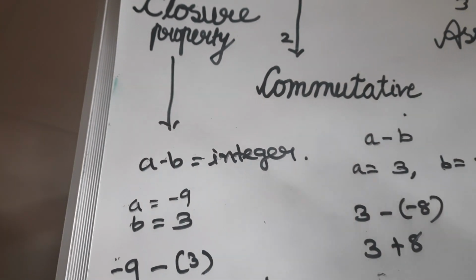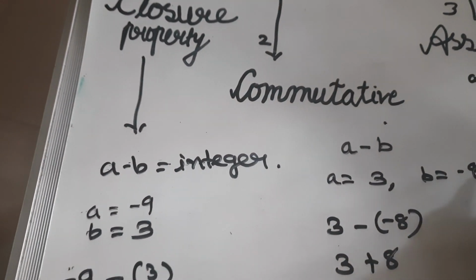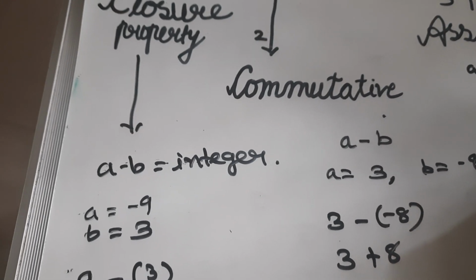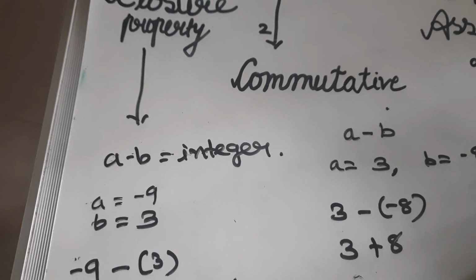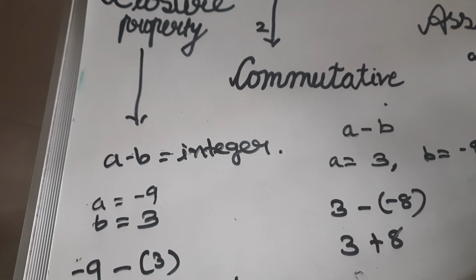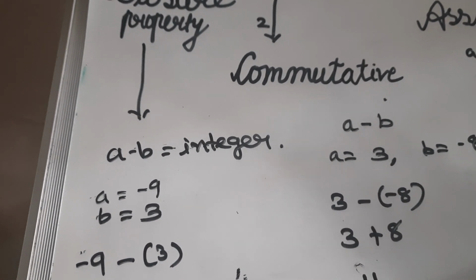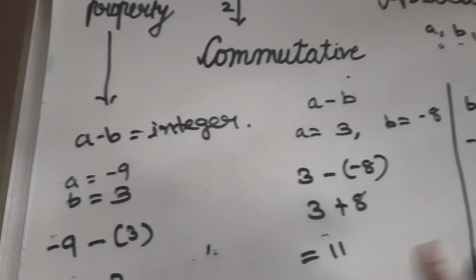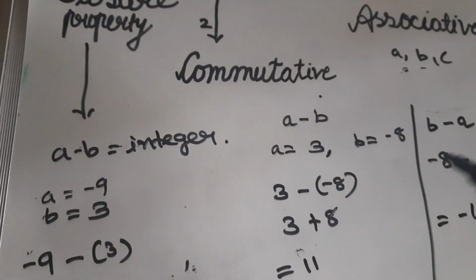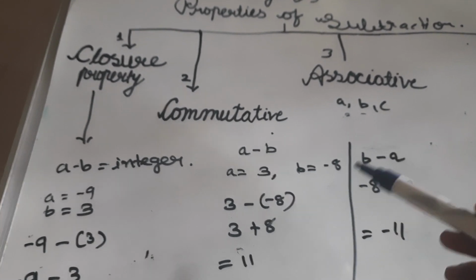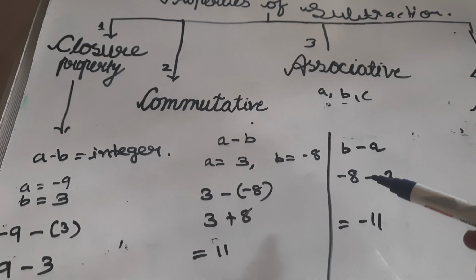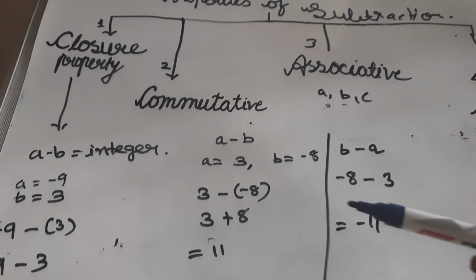Then here if we change the order, b minus a, b is minus 8 minus a is 3, is equal to minus 11. So these two are not the same. So we can say that subtraction doesn't follow commutative property. Like that, associative property also subtraction doesn't follow.